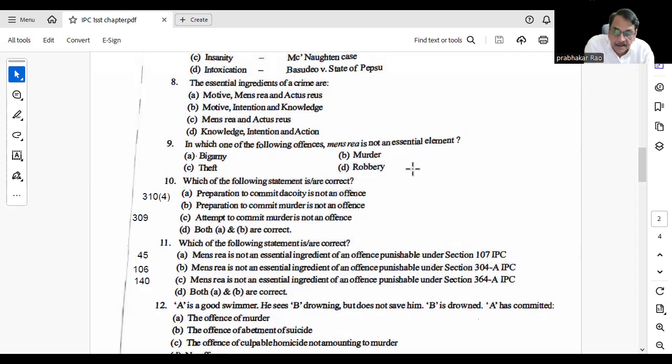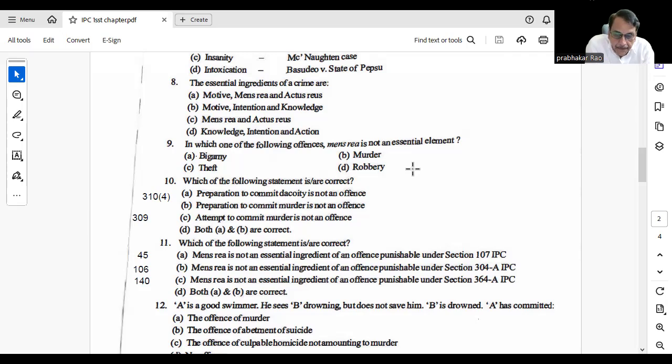R versus Tolson. In that case, a woman was deserted by her husband. After 1 year, she tried to find out his whereabouts. She could not find him. That's why she married some other person. After that, her husband had come back. Then a charge of bigamy was laid against her.